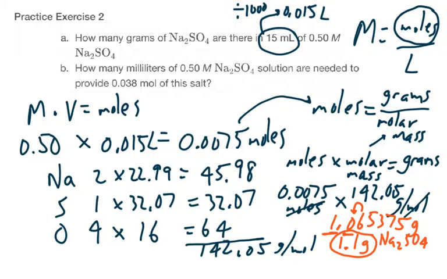Okay? Now we have a part B, and it also has to do with sodium sulfate, same molarity. This time, they're giving us the moles, and they want the volume. So let's go to the next page here, and we'll do this one from scratch. So we know that molarity is equal to moles over volume, which is in liters. However, in this question, we're being asked to find the volume.